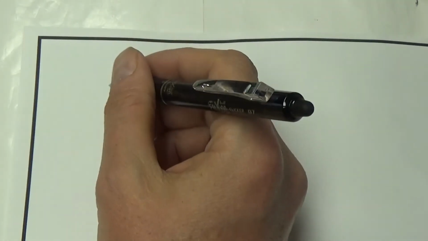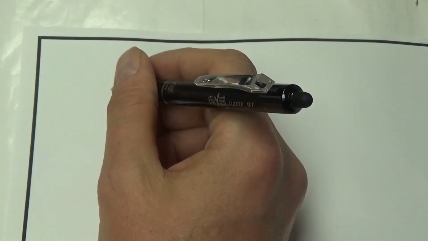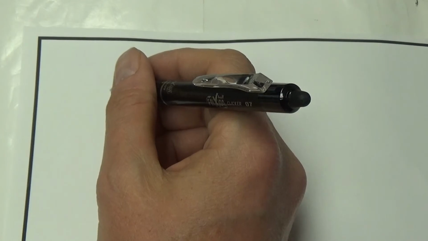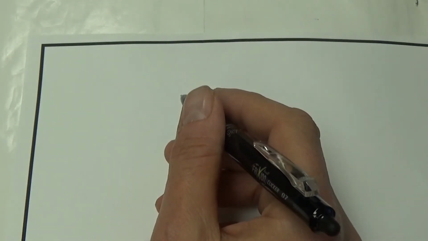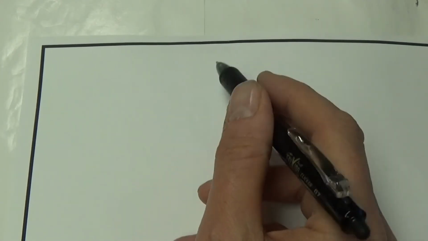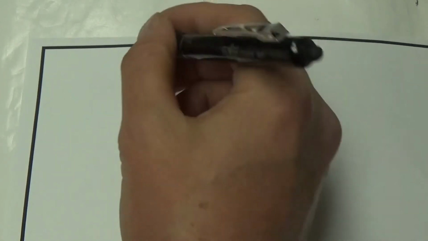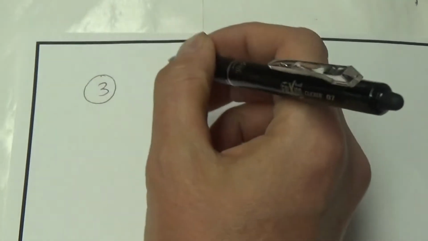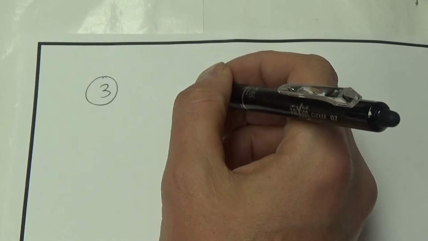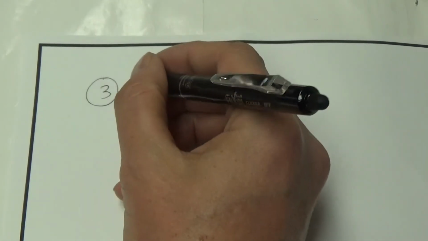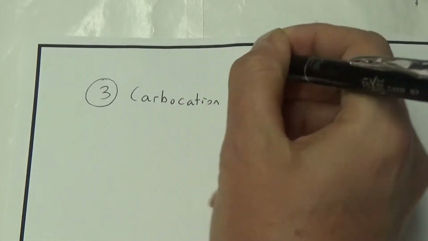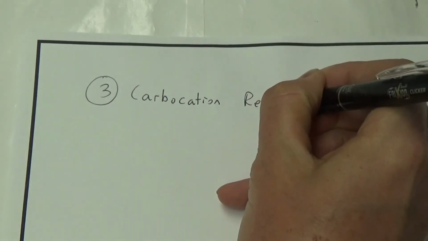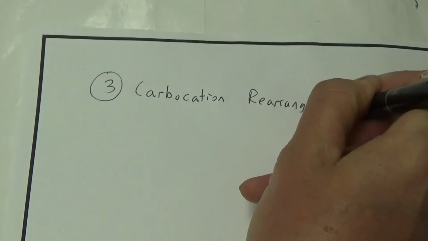All right. So, depending on the alcohol, we can either cause an SN2 style reaction or an SN1 style reaction. There's something cool that can happen, and I'm going to call this number 3, which is called carbocation rearrangement reactions.